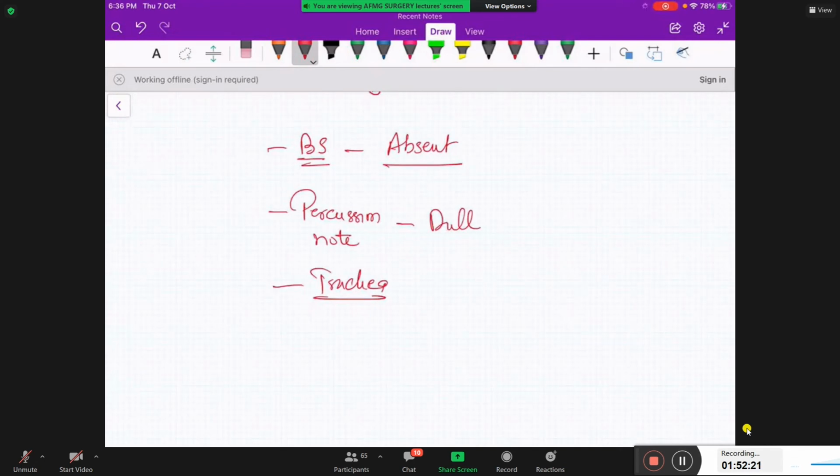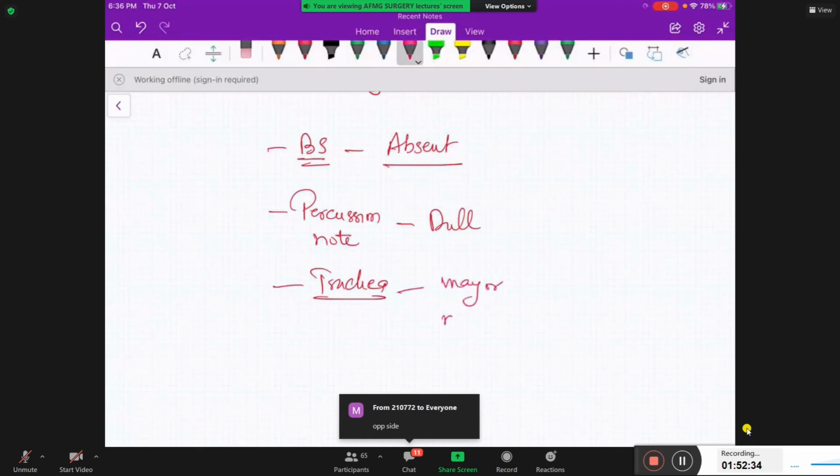Affected side, due to the blood. If pressure is very high, then it will be shifted to the opposite side. So can I write here, correct me if I'm wrong, may or may not be shifted. Agreed? May or may not be shifted.